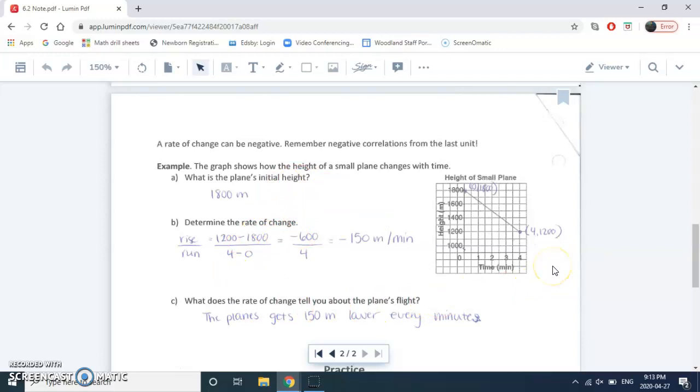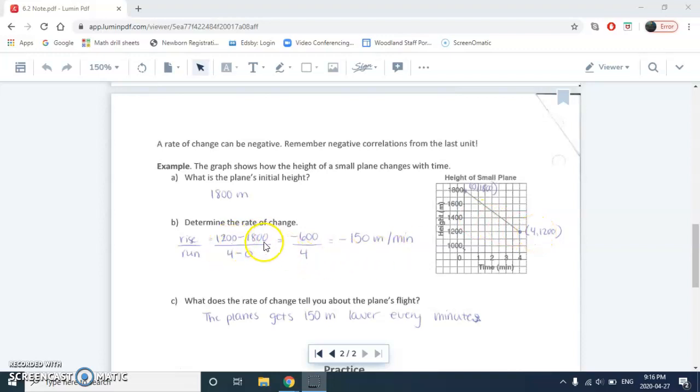So again, we are going to choose our two values. We're going to use 0 and 1,800, and we are going to use 4 and 1,200. Now I know before I said that we always use the larger number, but actually what we do is use the one that's further along on the x-axis here. So we're going to start with our 1,200, and we're going to subtract 1,800. So we always use the one further down the line first.